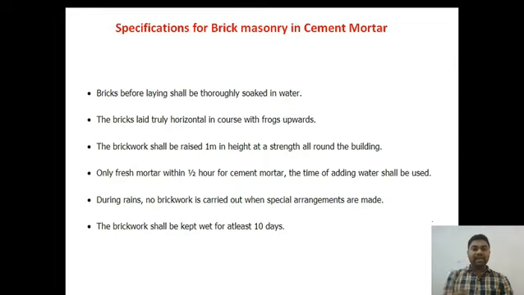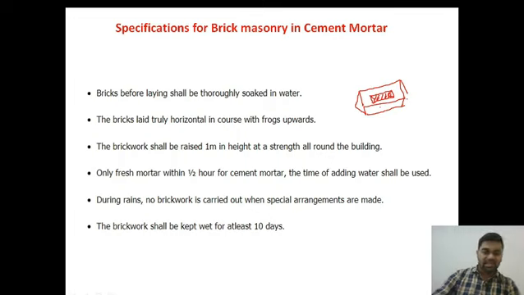The bricks shall be laid truly horizontal in course with frogs upward. What is the meaning of frog? If you notice a brick, there is some depression present on the surface of the brick. This area is known as frog.